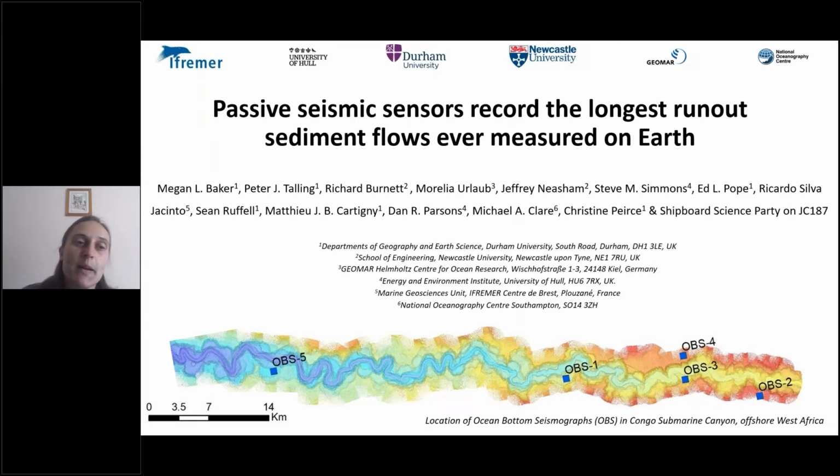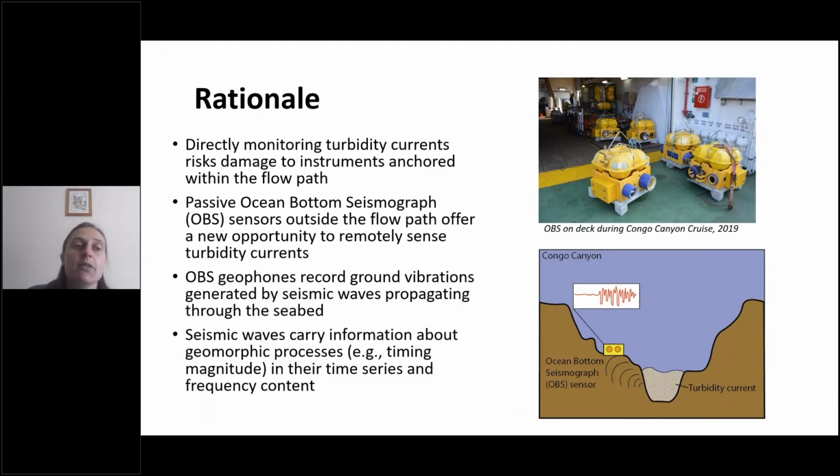Yes, I'm going to be talking about how we can use passive seismic sensors to record turbidity current events in the same location that Pete's just introduced, the Congo Submarine Canyon offshore West Africa. So the rationale for trying to use these instruments, Pete's just introduced it really well. We can directly monitor turbidity currents, but it's not without risk, particularly to instruments which we need to have anchored within the flow path, such as ADCPs.